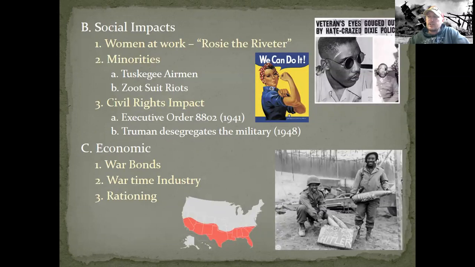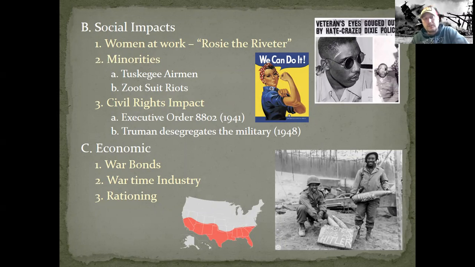The final section here, and this will be our last slide, the social impacts. What happens when you send millions of men, you tell them to leave their jobs and go fight overseas? Well, those jobs still have to be done. And for the most part, they were picked up by two groups within American society. First of all, women are going to be going to work in massive numbers, and they're going to be doing jobs that they've never been allowed to do before. You see the picture there of Rosie the Riveter. We'll talk about her in a second.